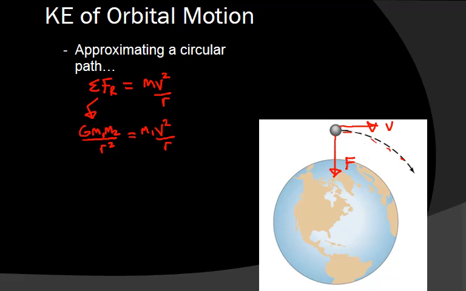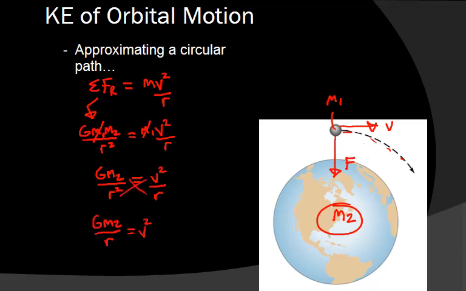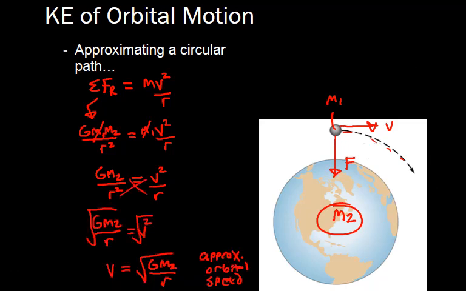We know that the centripetal force is the force of gravitation here. So this is the force that is keeping the object in orbit. M1 is the object itself, the object that is going right here around the Earth. And so we can cancel the mass of that from both sides. We'll call the satellite M1 here, and we can cross multiply and simplify.